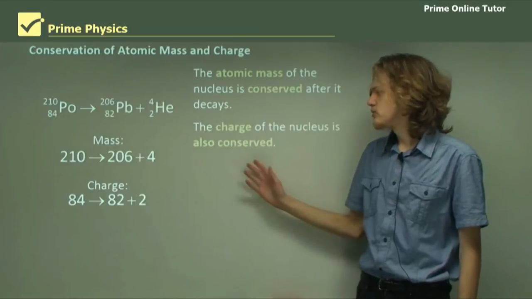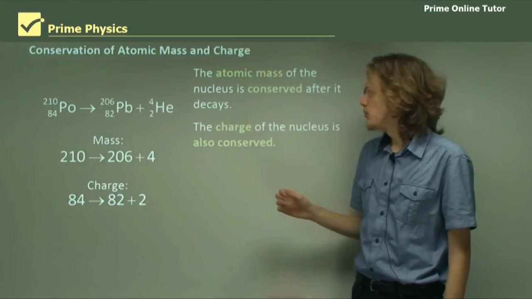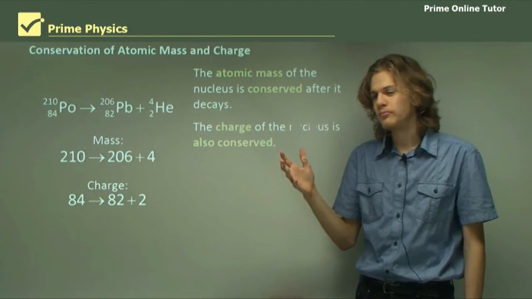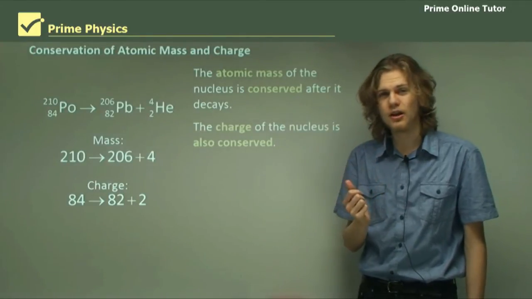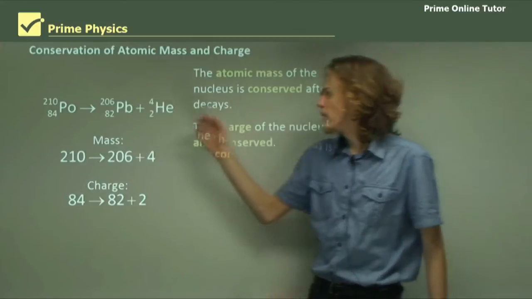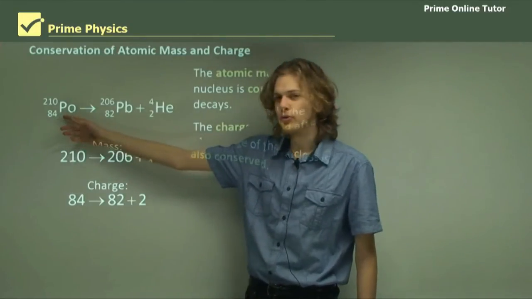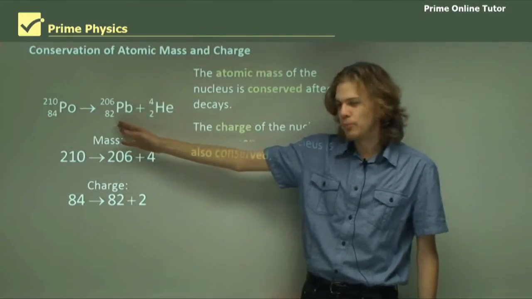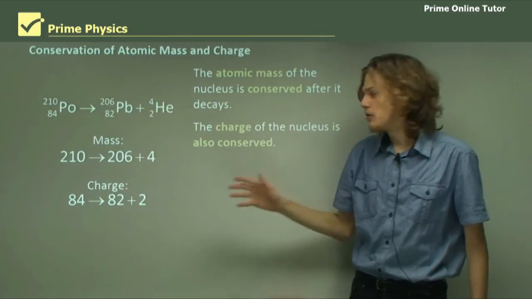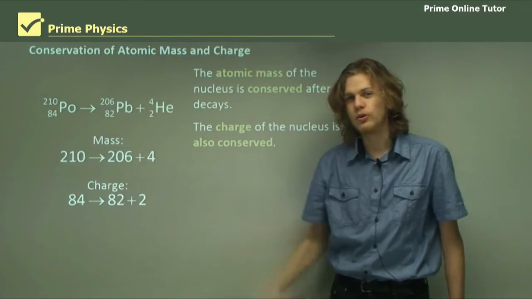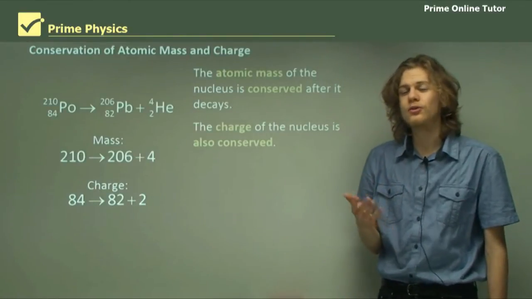The other thing that's conserved is charge. If we look at the number of protons on each side of the equation, or the charge on each side of the equation, we have 84 positive charges here, 82 positive charges, and 2 positive charges. So that means that our charge is conserved. We don't gain or lose any charge during the transmutation.